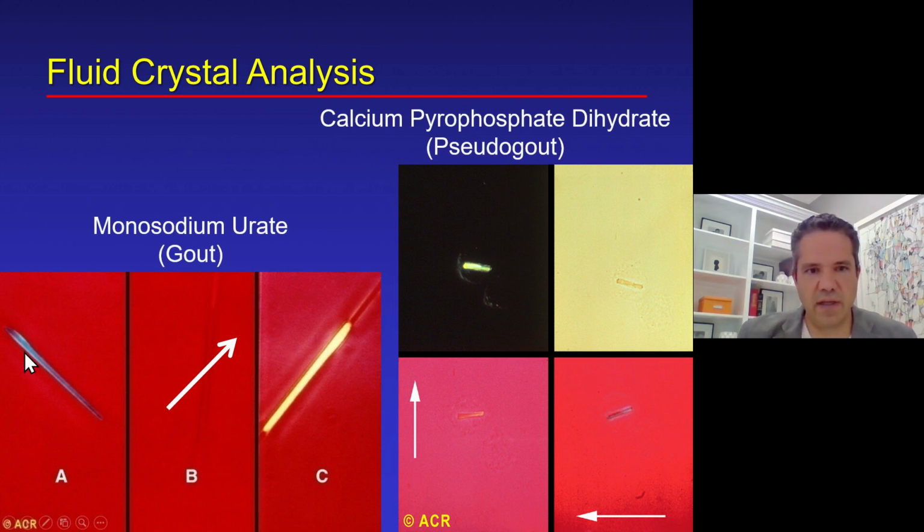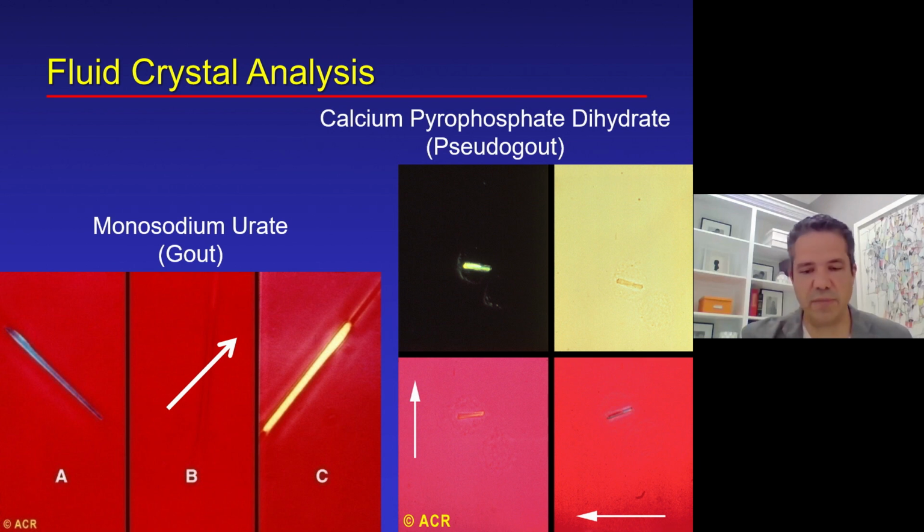Recognize this is the classic needle-shaped crystal of gout or monosodium urate. If this is the direction of the polarizer, the crystals are yellow when parallel to the polarizer and blue when perpendicular to the polarizer. And this is probably a classic board question even. And the opposite fluorescence, called positive birefringence, is apparent on CPPD or pseudogout. So here, this is the direction of the polarizer, and a perpendicular crystal is yellow, and it's parallel, and it's blue.